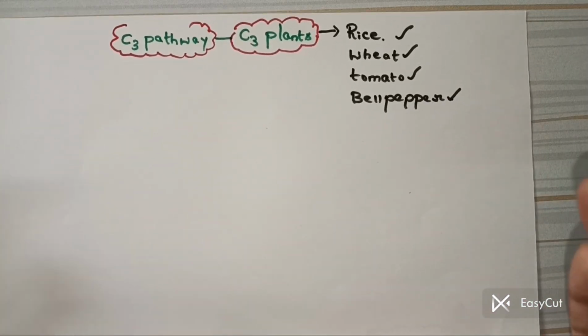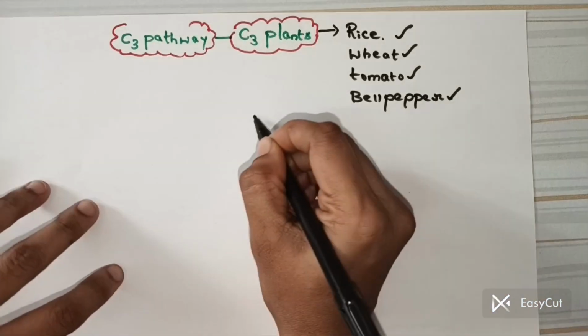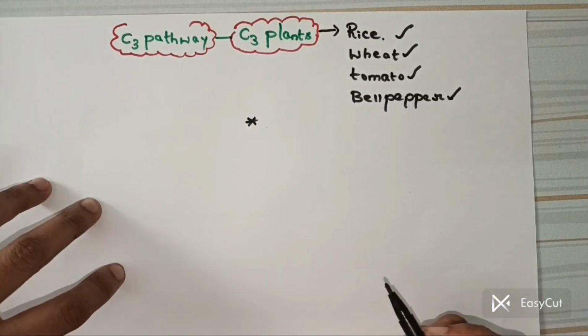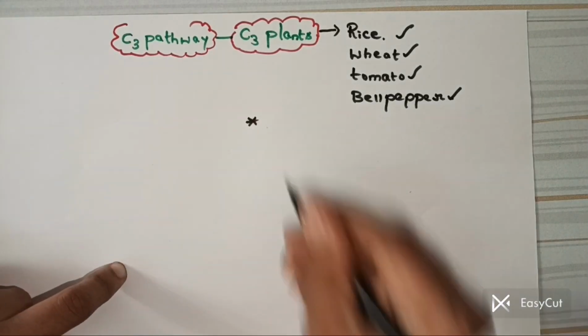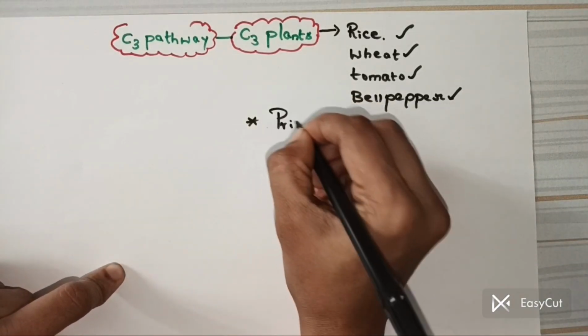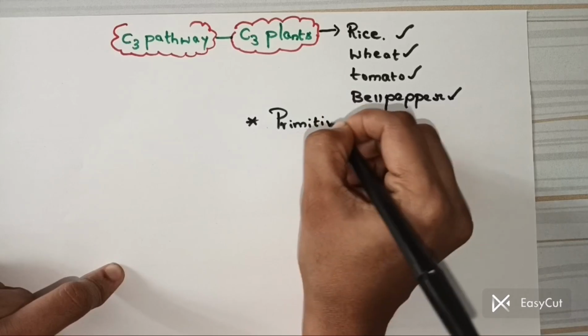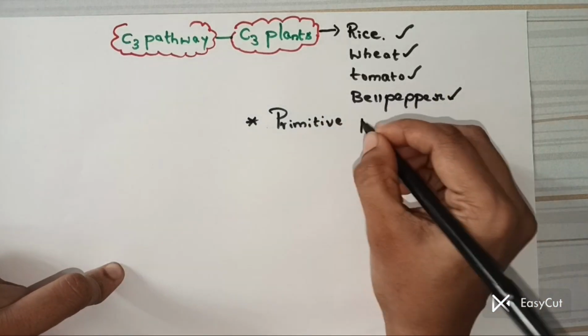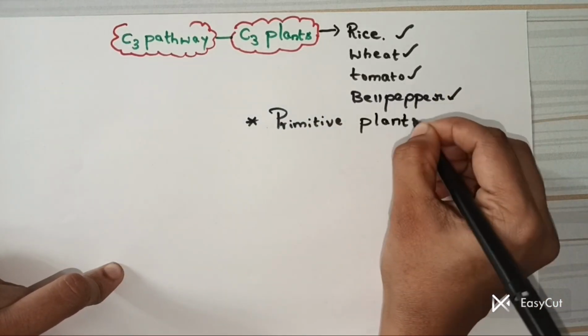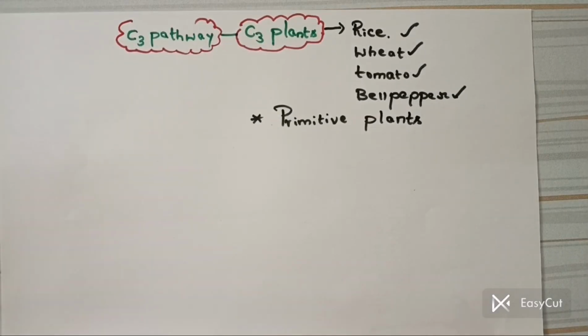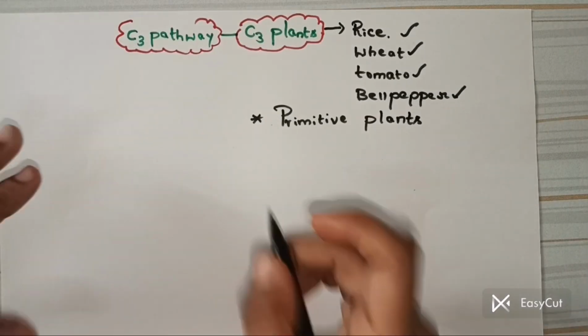Yes, rice, wheat, tomato, bell pepper, they are the examples of C3 plants. So, bache, the very important thing you need to understand is that C3 plants are very primitive plants. You need to understand these facts. Ask your mentor. These are very primitive plants.